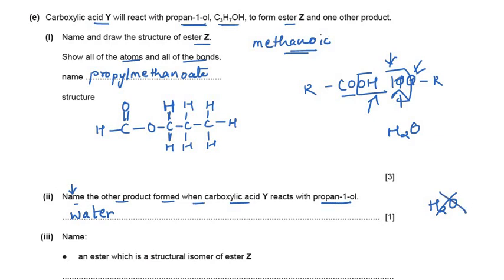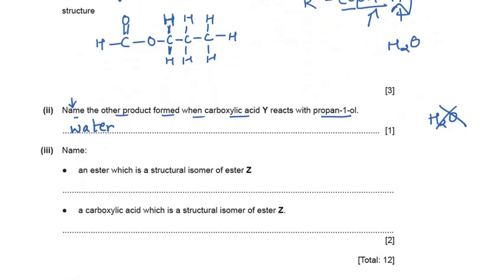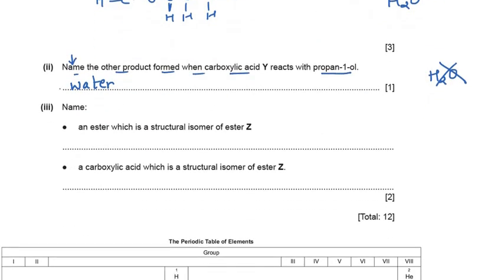Okay, let's see what the next sub question is, where it says name an ester which is the structural isomer of ester Z. So the first question which arises is, what is a structural isomer? Structural isomers are compounds which have the same molecular formula, but the structure is different. Structure should be different. So here, if we have drawn propyl methanoate, methyl propanoate can be another ester with the same formula.